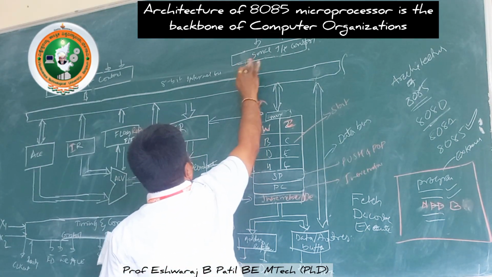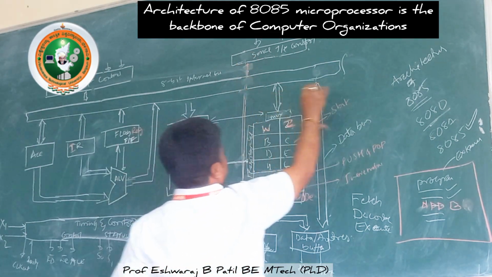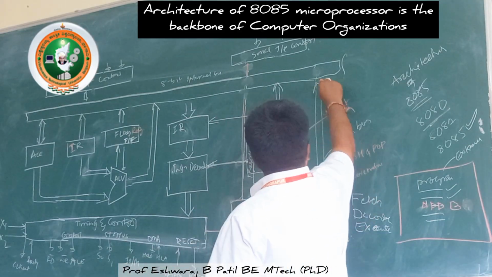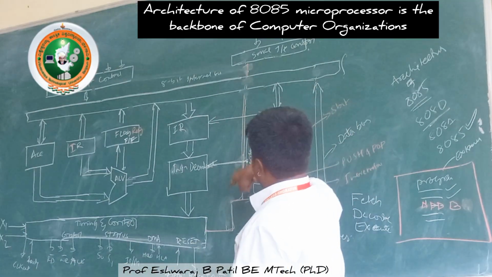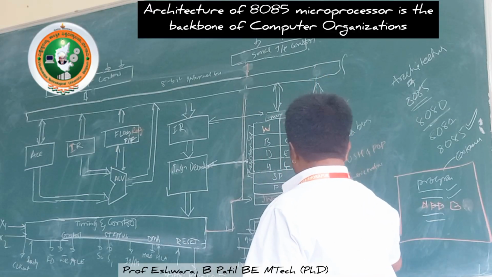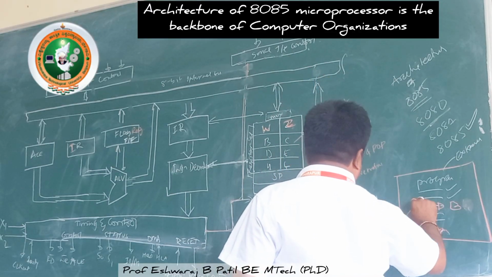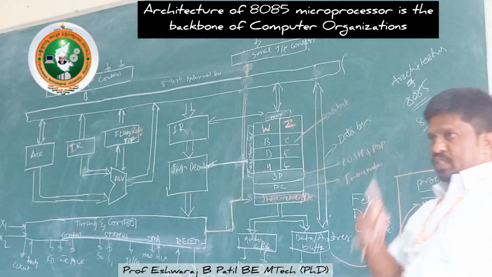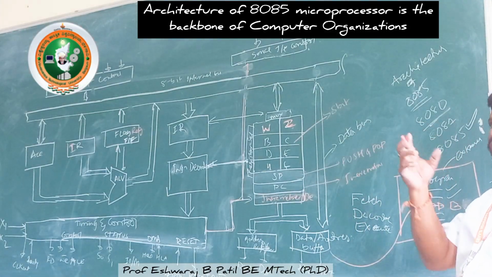Control signal here. This control signal comes to the data bus. This control signal will send controls to the data bus. From the data bus only, it will fetch the instruction. First instruction, first the fetch one.